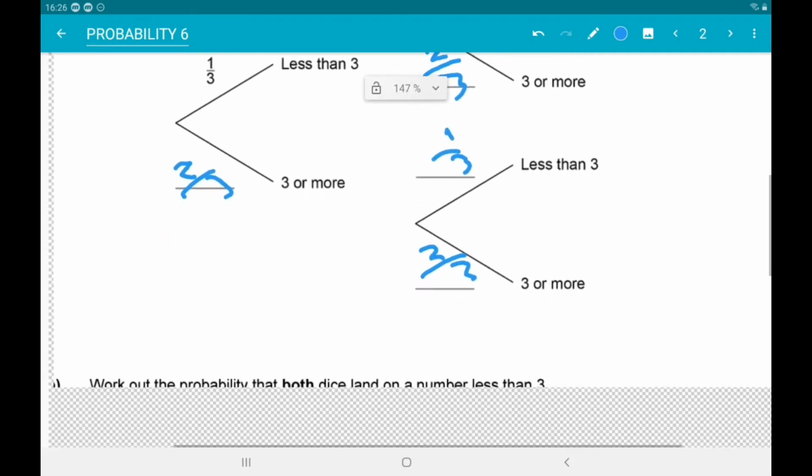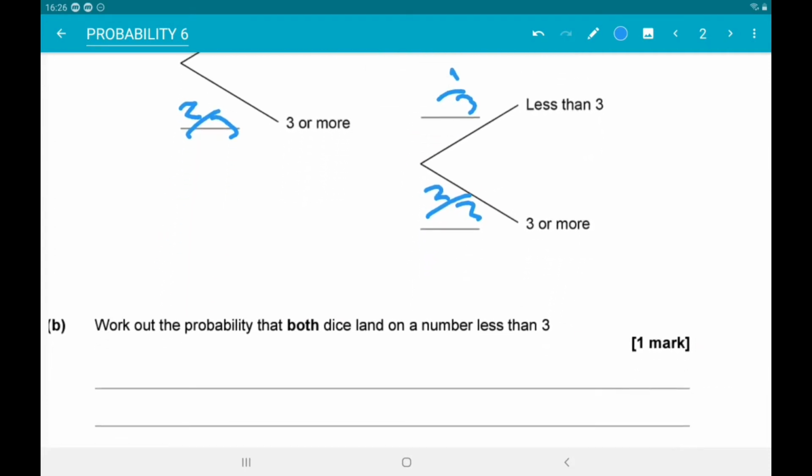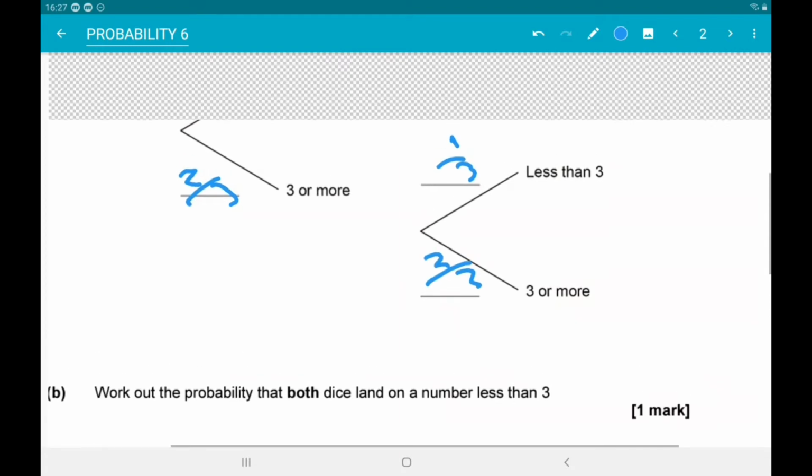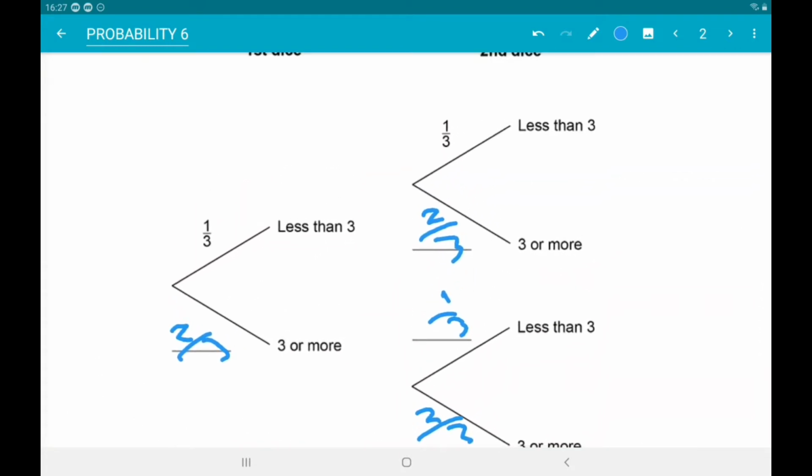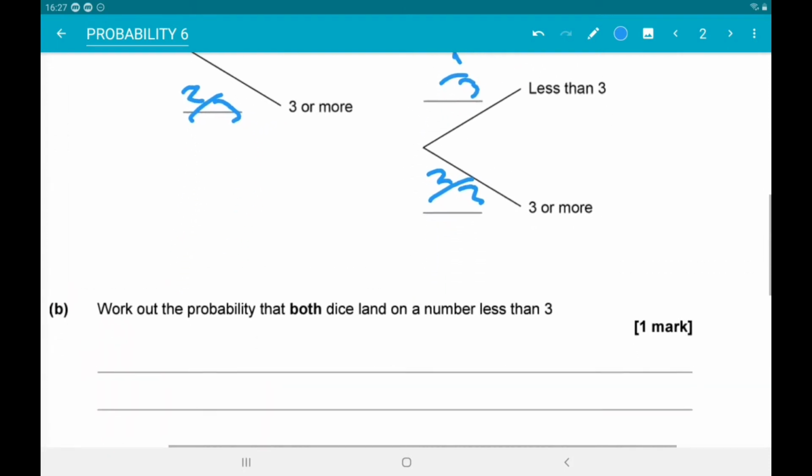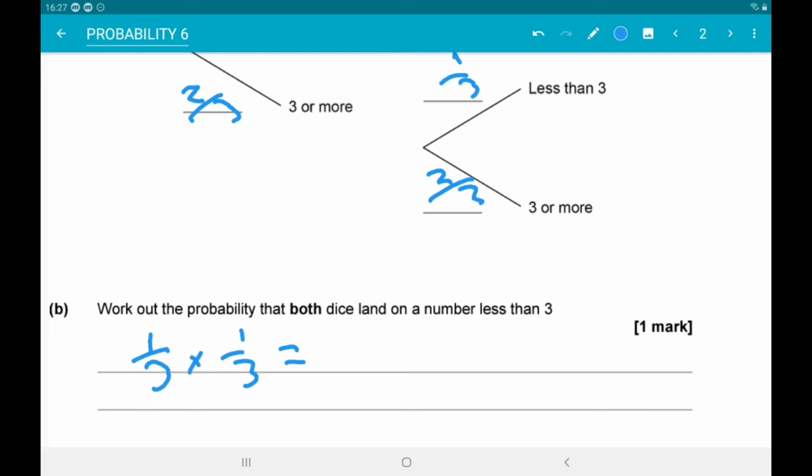Here in part B, work out the probability both dice land on a number less than 3. So we want less than 3 and then less than 3. So when we go along the branches, we multiply the probabilities together. So this is 1/3 times 1/3. And that is 1/9.